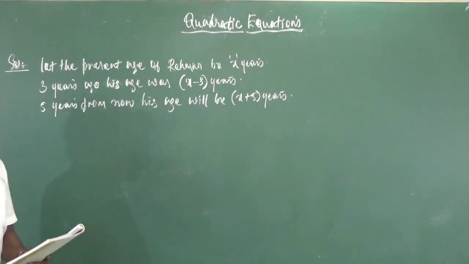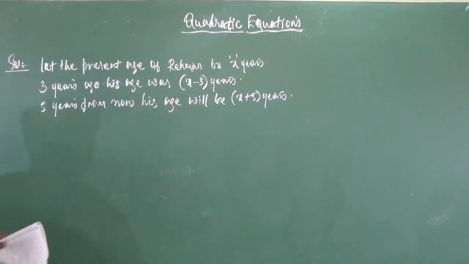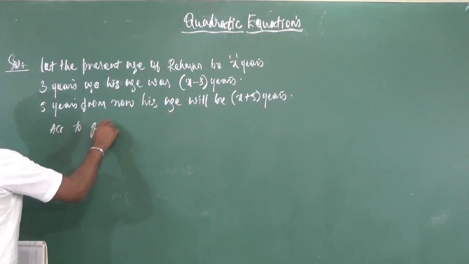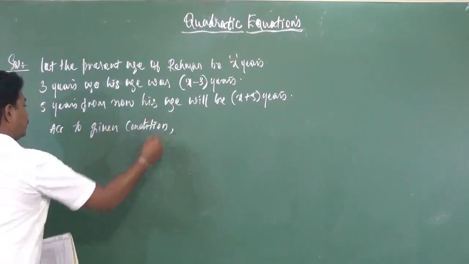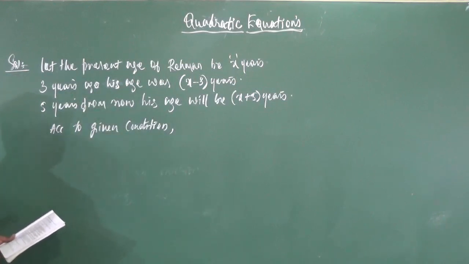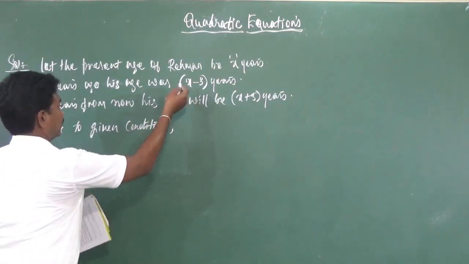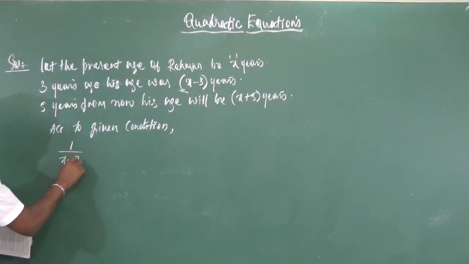The sum of the reciprocals of Rahman's age. That is, we will take it like this. According to the given condition, the sum of the reciprocals of Rahman's age 3 years ago. So 3 years ago his age was x minus 3. When we take the reciprocal of that, it becomes 1 by x minus 3.